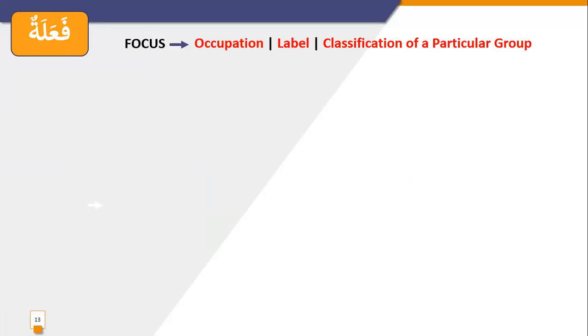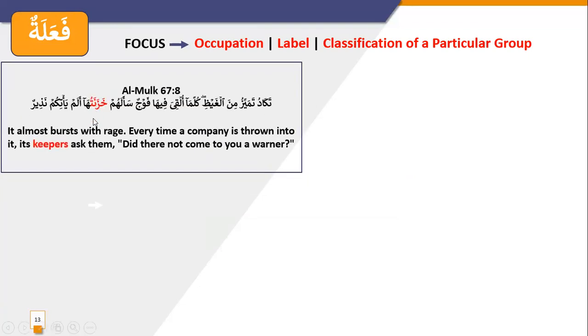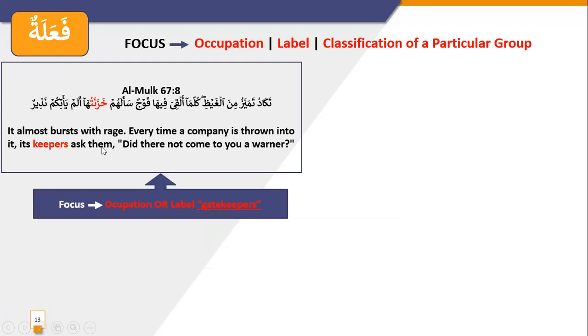Now, in this, focus is on the occupation, the label, or the classification of a particular group. So there is a classification, the label over here. Now let's see how it works. Over here, if you see Surah Mulk, takadu tamayyazu min al-ghayzi kullama ulqiya fiha fawjun sa'alahum khazanatuha alam ya'tikum. Now, what's it saying? Every time a company is thrown into it, its keepers ask them. So over here, the focus is on the occupation or label, which is the gatekeepers.